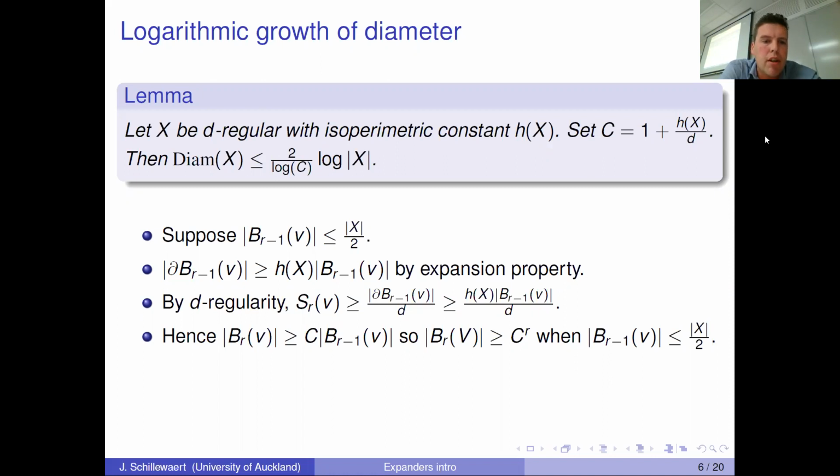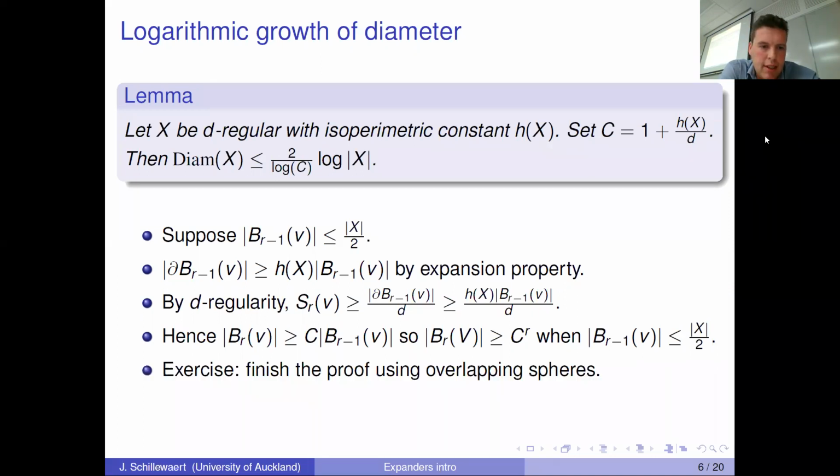Okay, so if you can't follow all the details, I know it's a bit quick, but this is a fun exercise to do, and I leave finishing the proof to you as an exercise using some overlapping spheres. But in summary, what has happened here is I have shown that these balls have lots of elements, and therefore the diameter cannot become too big.